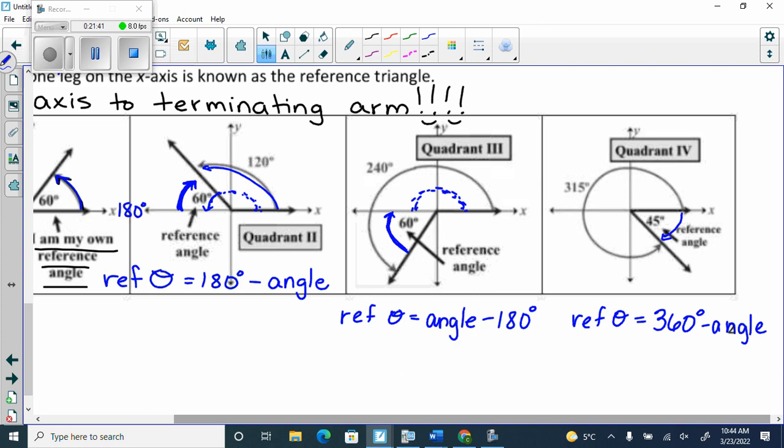In quadrant 3, I have too much of an angle. So this whole thing here is 240. If I take the 180 out of the whole thing, that takes out all this top part, I'm left with just the reference angle, which is 60. So that's why I do the angle minus 180. And this last one, I'm trying to form a whole pizza, a whole circle. So I do 360, I take this big piece, and I'm left with this little piece here, which is 45. Okay? Next page.